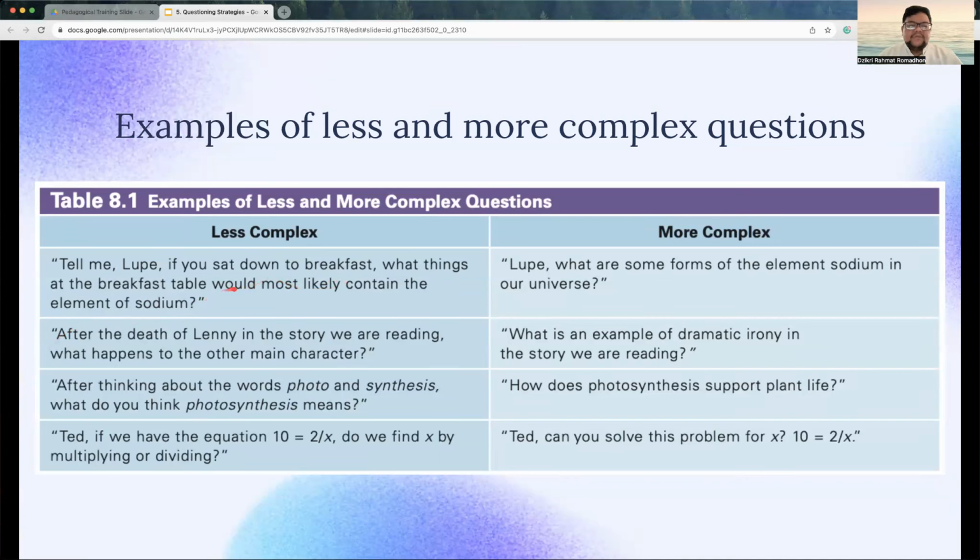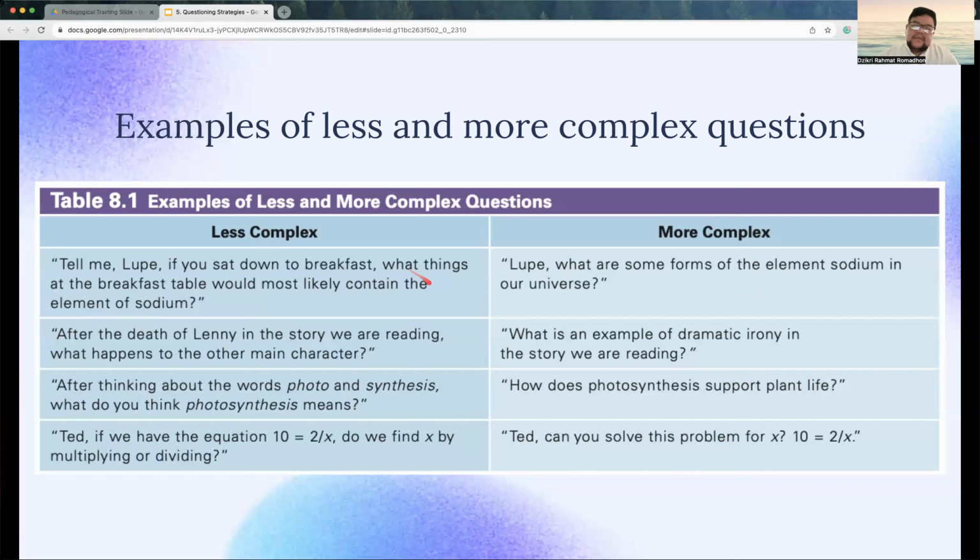Tell me, Lou, if you sat down to breakfast, what things at the breakfast table would most likely contain the element sodium? And there is only one answer to this on the table. Oh yeah, it could be salt. But in the second question, for example, for more complex: what are some forms of the element sodium in our universe? This can have several answers, and it's a complex thing. They have to think about anything related to sodium in the universe.